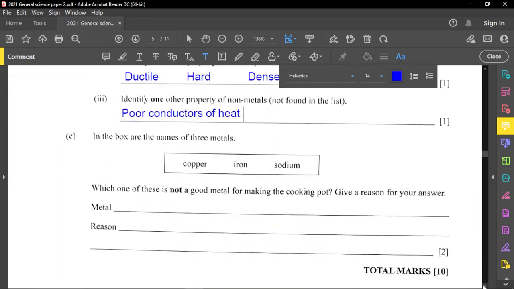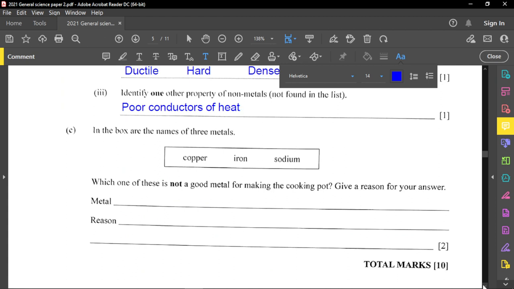Next part of the question said, in the box are the names of three metals: copper, iron, and sodium. Let's make a note right there. They're all metals, they said that in the statement. It said, which one of these is not a good metal for making a cooking pot? Give a reason for your answer. It's a 2-mark one to name it. And it's sodium, because copper is a hard metal, and iron alloy is actually showing in the pot that was given in the picture. So the answer here is actually sodium.